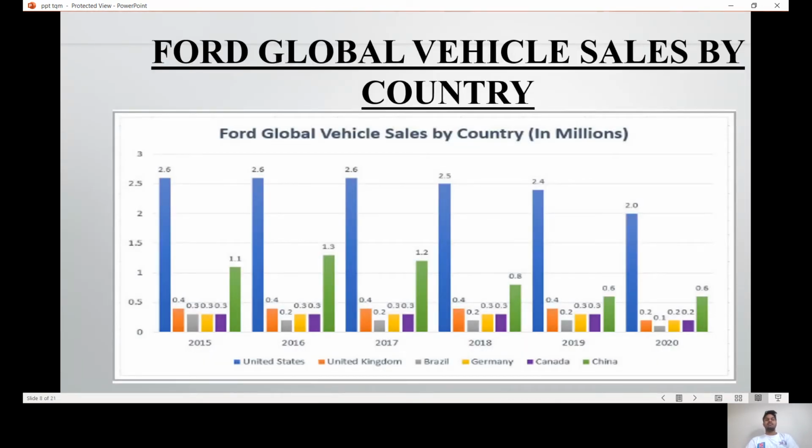As we look at this graph, it describes the Ford global vehicle sales by country. The majority of sales is done in US. Also, the green represents China, which somewhat competes with the US.